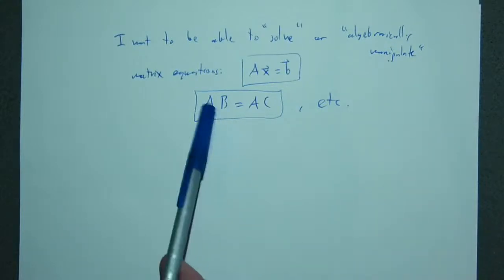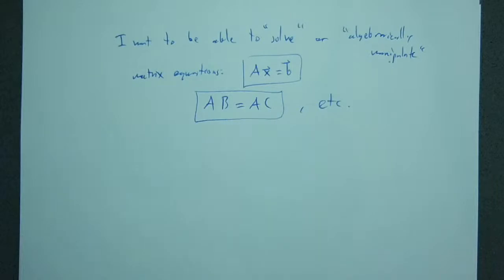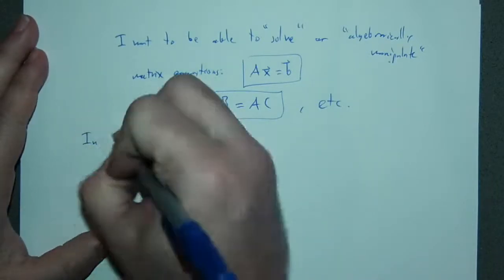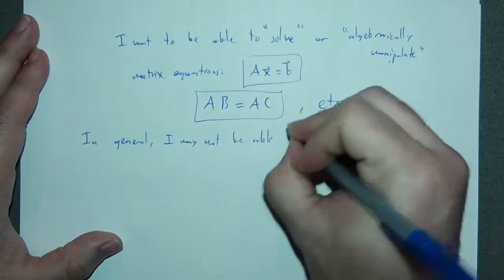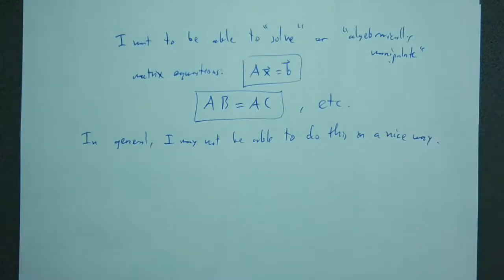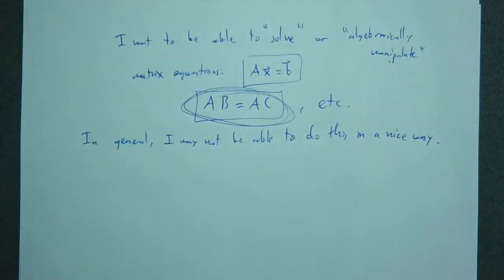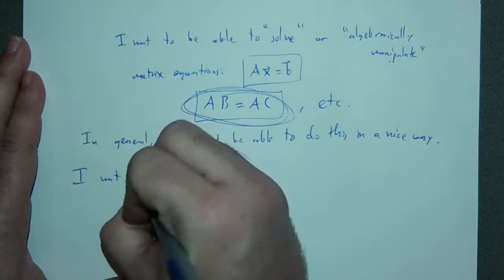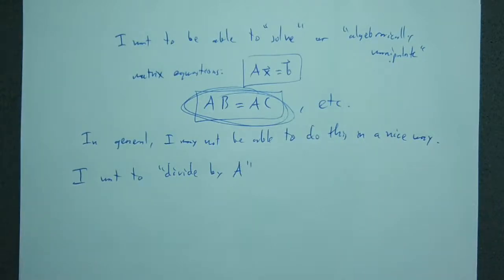Okay. What did I say? I said that we can't actually solve this or reduce this to say B is equal to C in general. Okay. So in general, I may not be able to do this in a nice way, or at all if we're talking about solve for some vector. So that's why I put solve in quotation marks here, because I just mean I'm doing some algebraic manipulations involving matrices. Okay, I want to be able to divide by A. Right? I want to divide by A. But how do I divide by A?